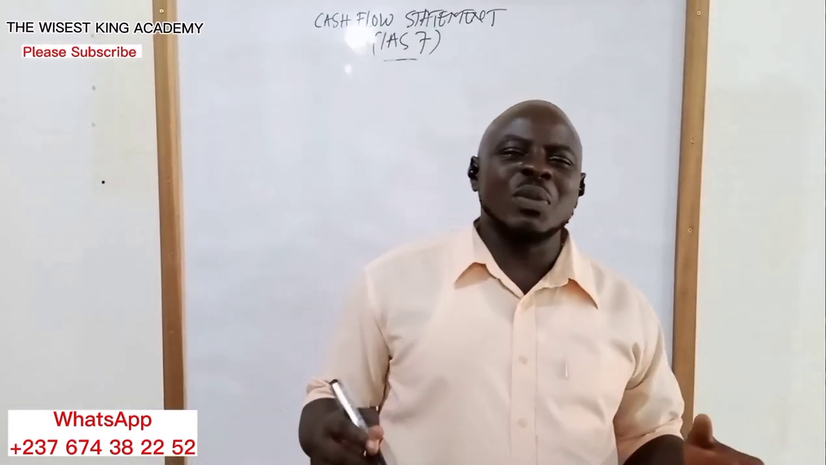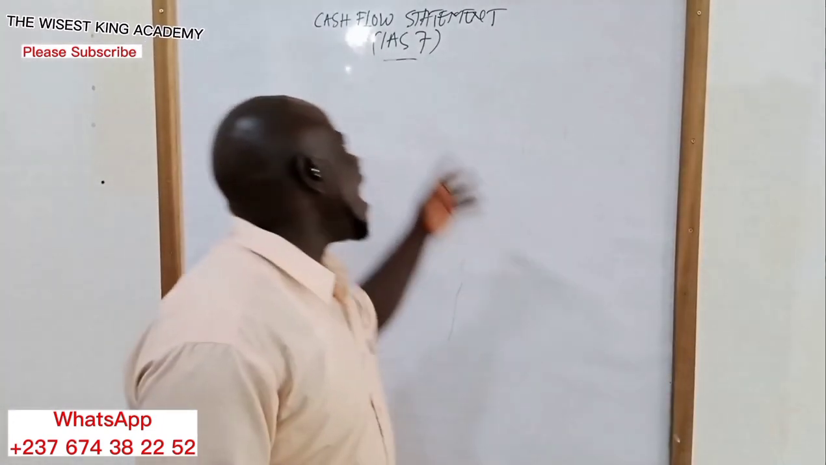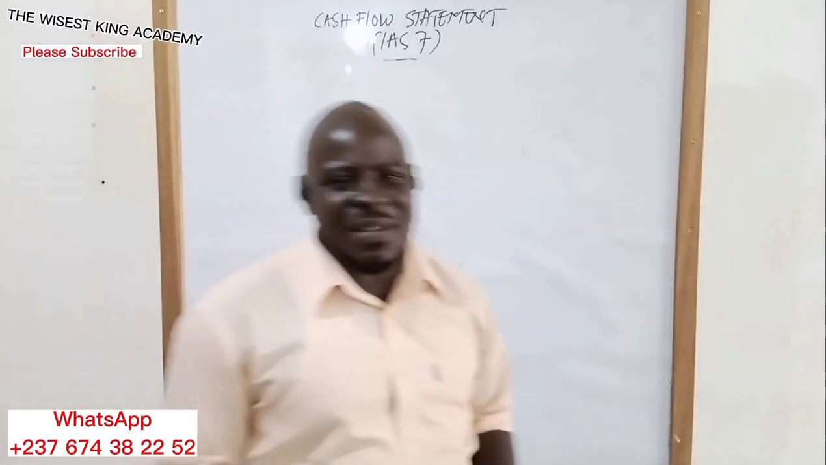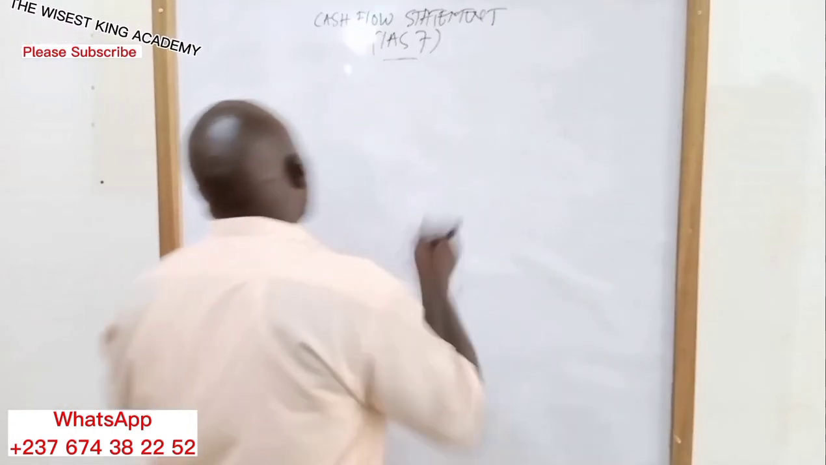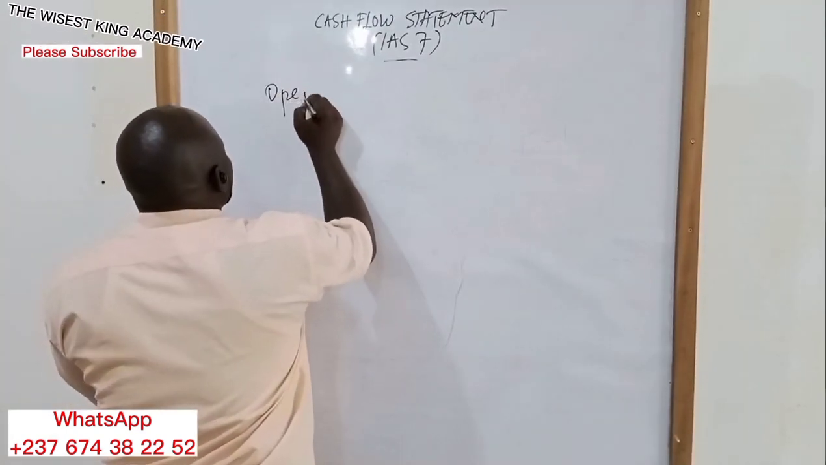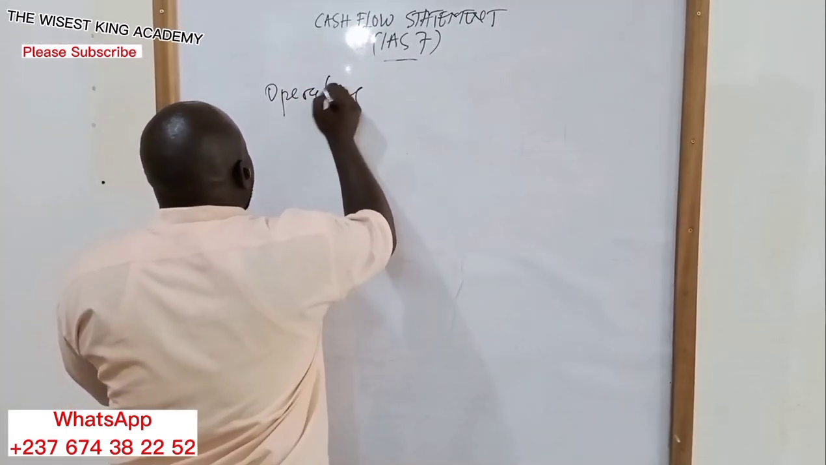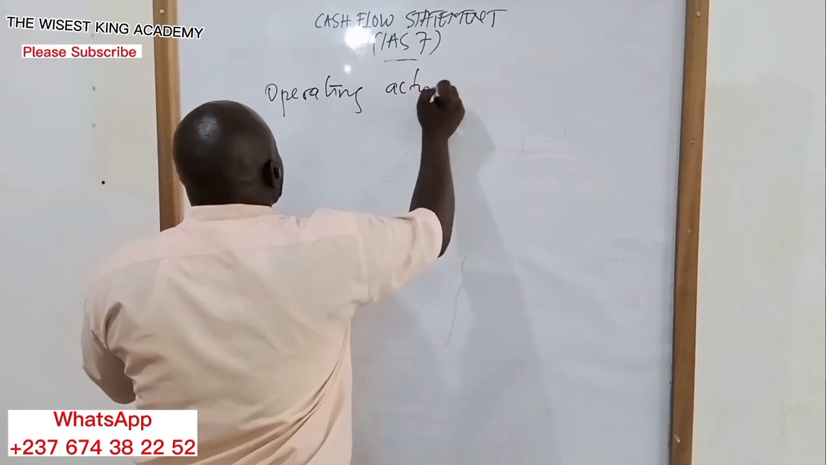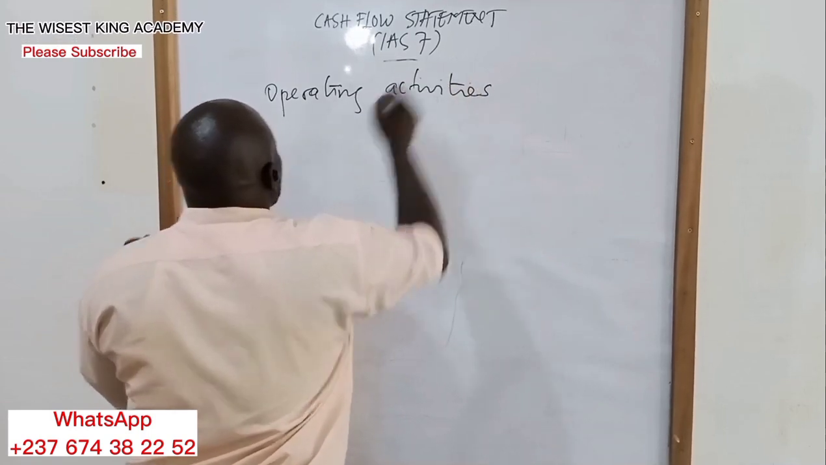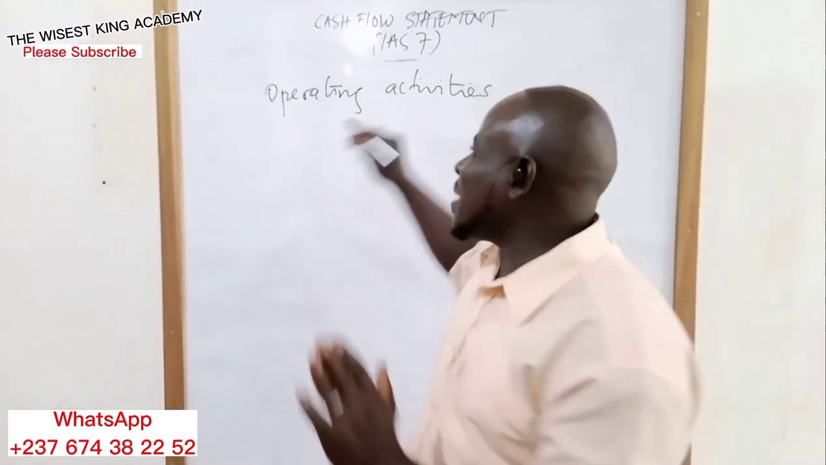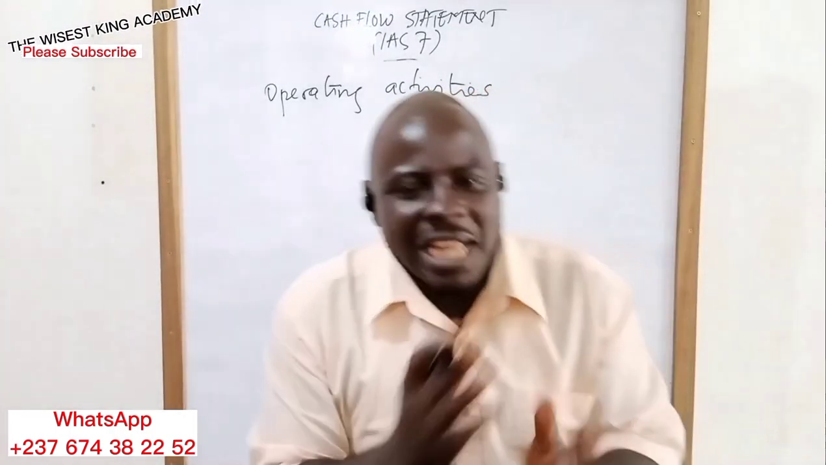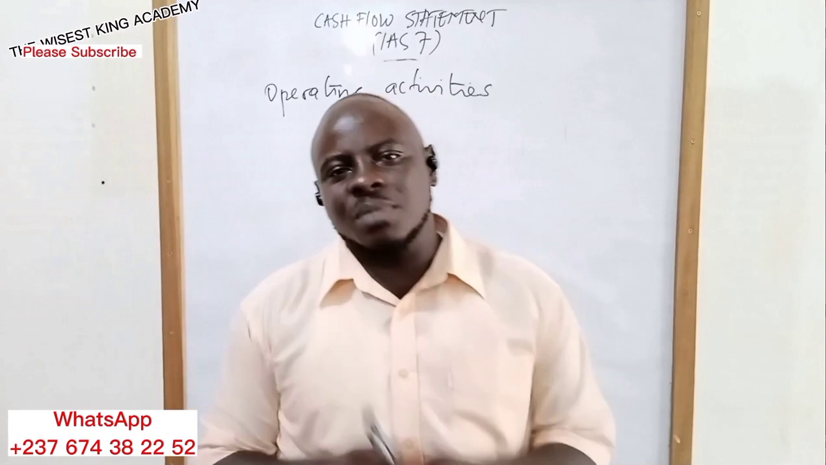Today we are going to be working on cash flow statement IAS 7, and we'll be looking at something very special: the operating activities. Wow. If you understand the operating activity, then you have understood the cash flow statement.